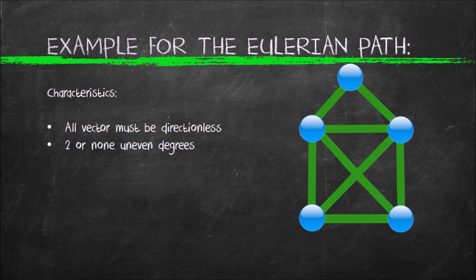As we see, every vector is directionless. Therefore, the first condition is fulfilled. Now we look at the nodes. The first node has a degree of 2. The nodes in the middle have a degree of 4, and the last nodes have a degree of 3. Thus, the second condition is also true. 2 nodes have an odd degree. Hence, the task is possible, so let's try. As you can see, the rule works, and the house is a perfect example for an Eulerian path.